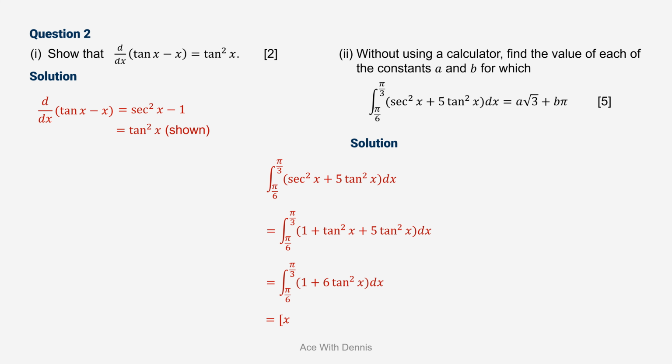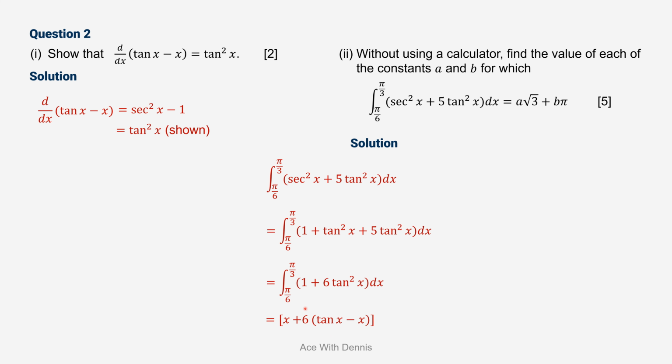So now we can start to integrate. When we integrate 1, we get x. When we integrate tangent squared x, what's the answer? We'll get the answer from part 1, where if we differentiate this whole thing, we get tangent squared x. So if we go backwards, if we integrate tangent squared x, we get tangent x minus x. So hence, when we integrate tangent squared x, it just becomes tangent x minus x.